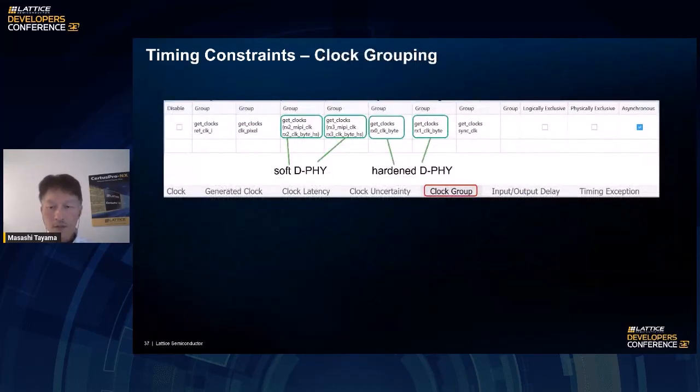Now, we move to Clock Group tab. The main purpose of this constraint is to separate clocks that come from different clock sources. Since the design takes care of clock domain crossing signals, we can treat these clocks as asynchronous to avoid unnecessary timing analysis on false paths. MIPI clock and byte clock in soft RX D5 are in the same group, since RX2 CLK byte HS is derived from RX2 MIPI CLK, and same for channel 3.